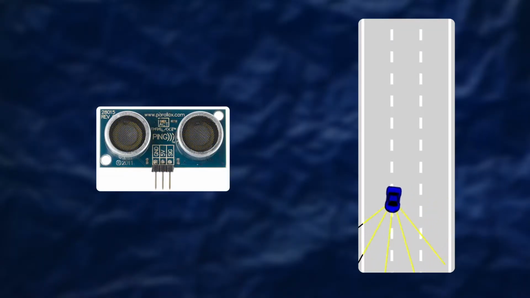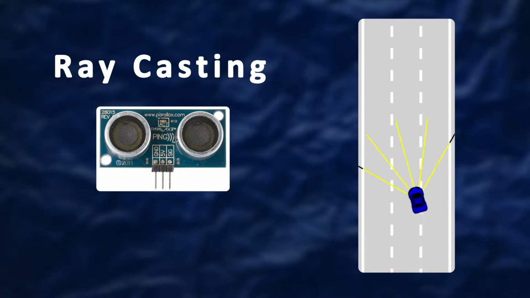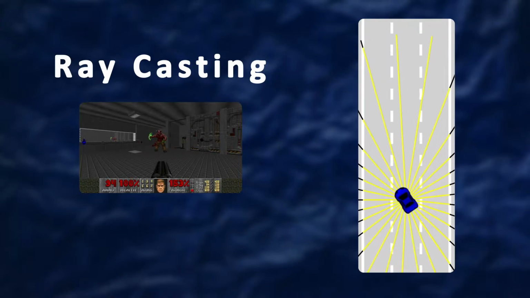The sensors work in the same way real sensors do, and we'll use a technique called ray casting to implement them. It's very common in games so that enemies can see you moving around. We'll be able to change the number, length, and spread of these rays any way we want.